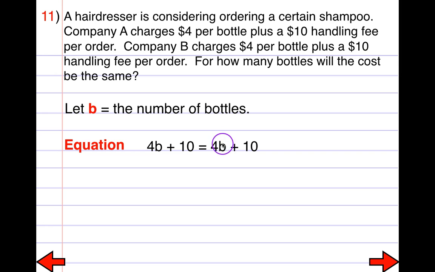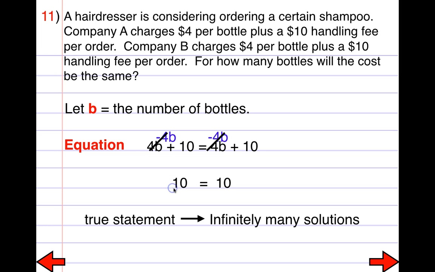Since I have variables on both sides, I'm going to move it to the left by subtracting 4B from both sides. They eliminate each other, and you end up with 10 equals 10. Since this is a true statement, the answer is going to be infinitely many solutions. What does that mean? That means the cost will always be the same.